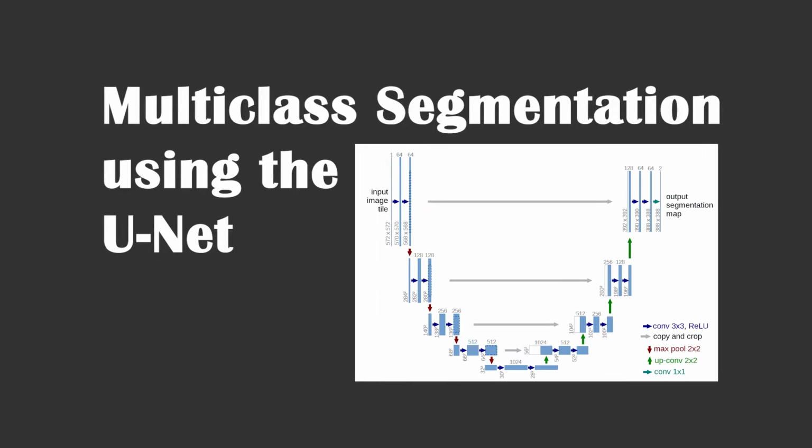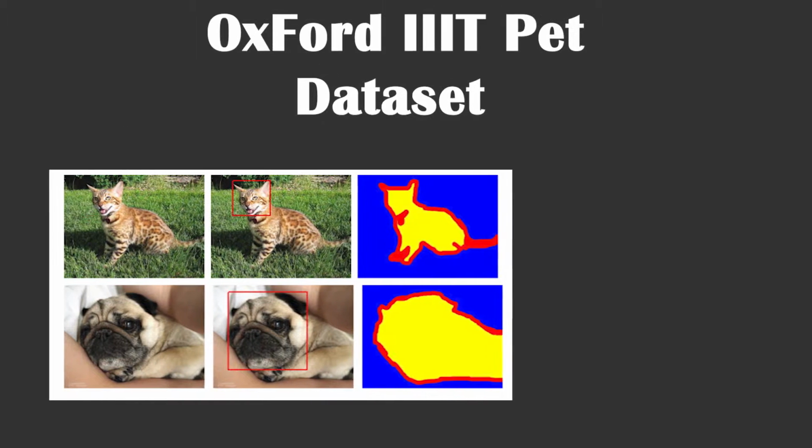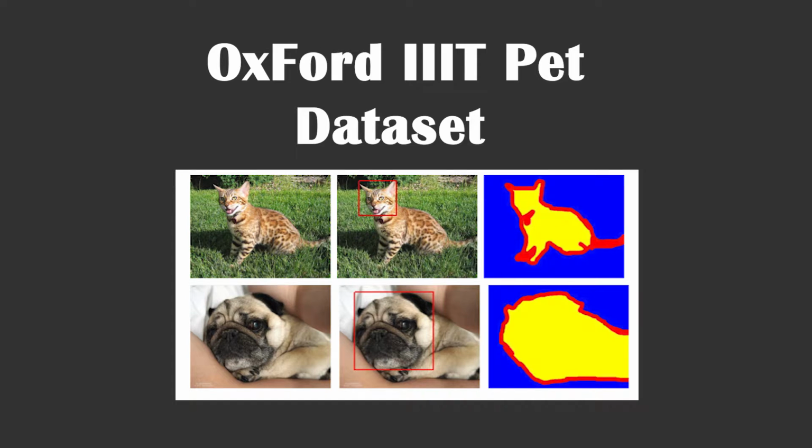Friends, welcome to this video. In this video we are going to work upon multi-class segmentation using the famous UNET architecture. For this task we are going to use the Oxford IIIT Pet dataset, which consists of images of cats and dogs and their respective masks.